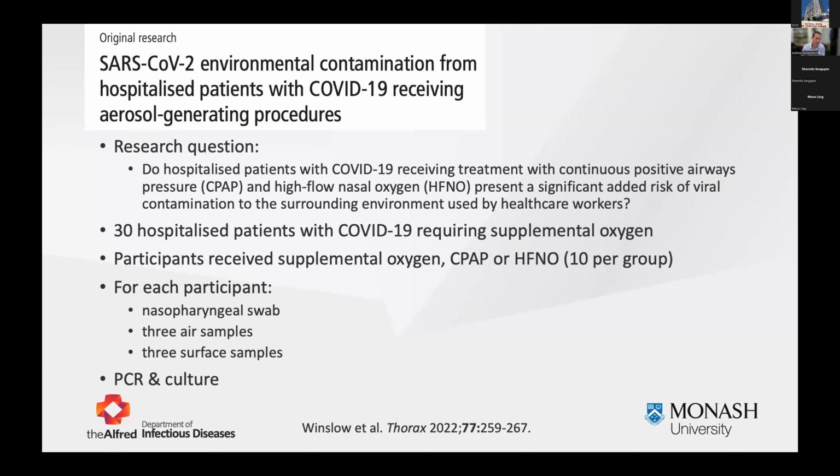This is another paper. The research question here is, do hospitalized patients with COVID-19 receiving treatment with continuous positive airways pressure or high flow nasal oxygen present a significant added risk of viral contamination? So we're not just talking about aerosol generation, but actual viral contamination. Here they looked at 30 hospitalized patients with COVID-19 who required supplemental oxygen. Those patients received either supplemental oxygen, CPAP, or high flow nasal oxygen, 10 per group. They took samples from each participant, a nasopharyngeal swab, 3 air samples, and 3 surface samples, and performed PCR and viral culture.